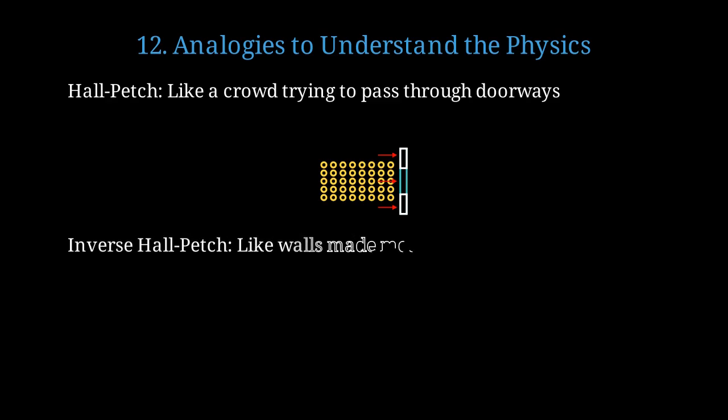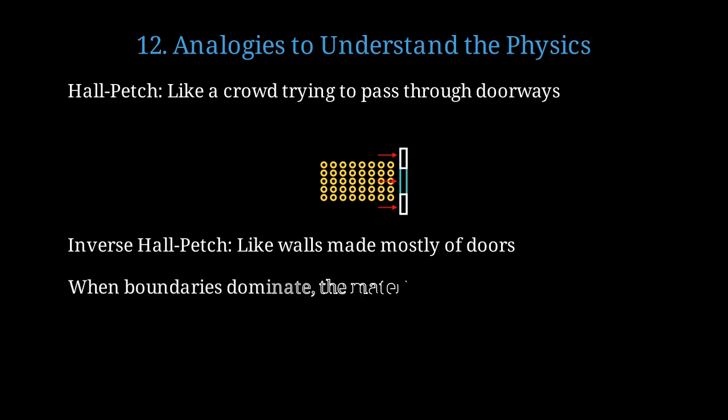The inverse Hall-Petch is like having walls that are mostly doors. Too many doors and the wall itself becomes weak. When grain boundaries dominate the volume, the material starts behaving like boundary material rather than crystal material.